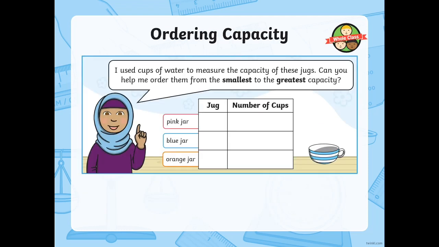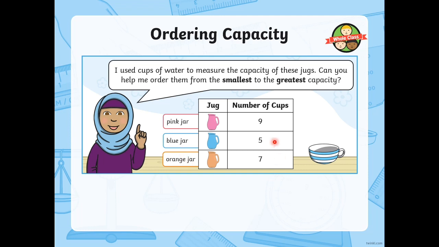All right, so now we're going to work on ordering the capacities. So I've used a cup of water to measure the capacity of these jugs. Can you help me order them from the smallest to the greatest capacity? Okay, so the pink jar has 9. The blue jar has 5 cups. The orange jar has 7. So it's asking us to order them from the smallest to the greatest. Okay, that's right, smallest to largest. So let's take a look.